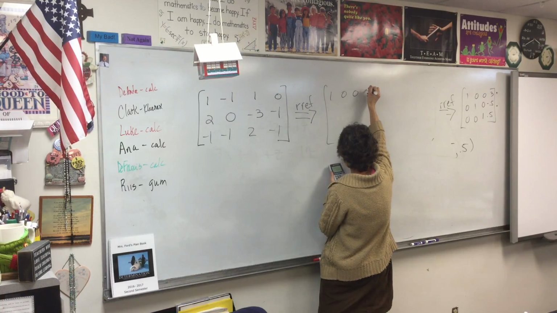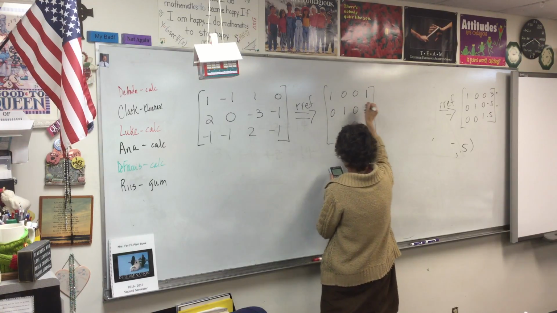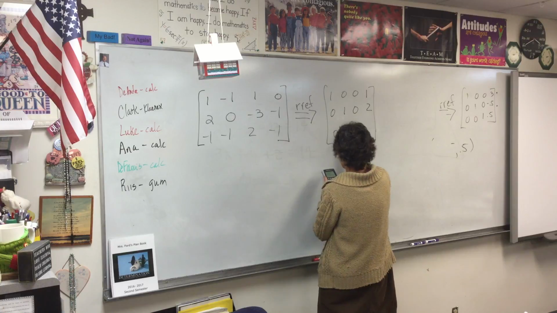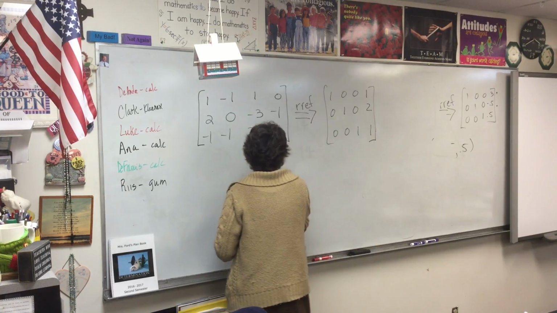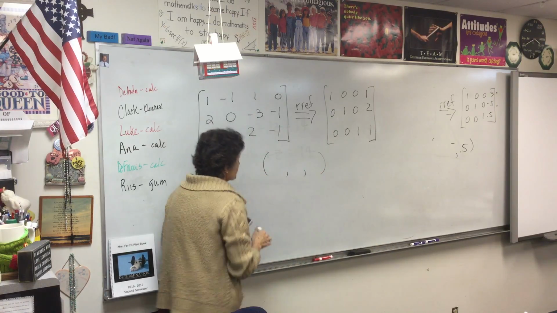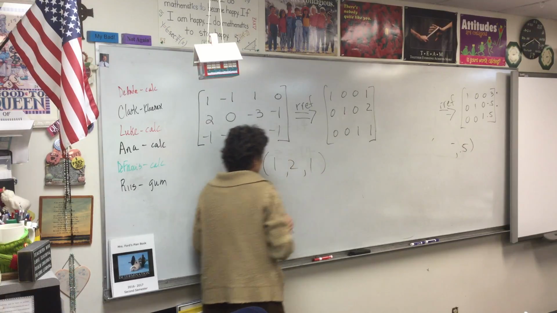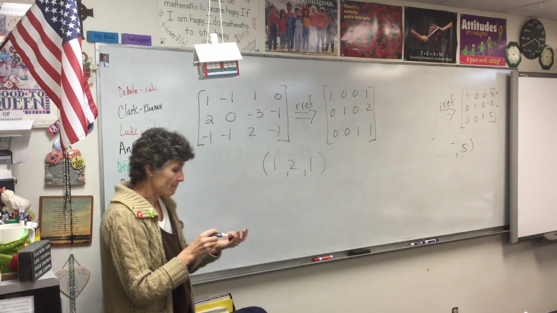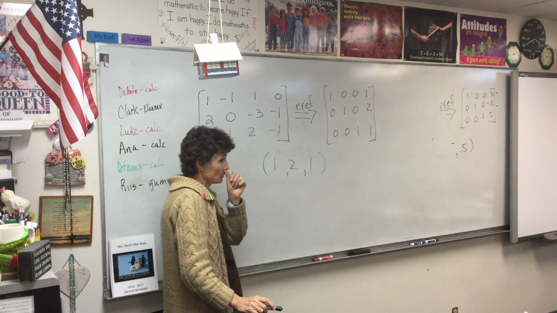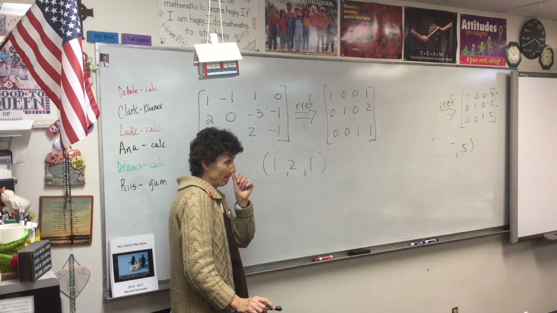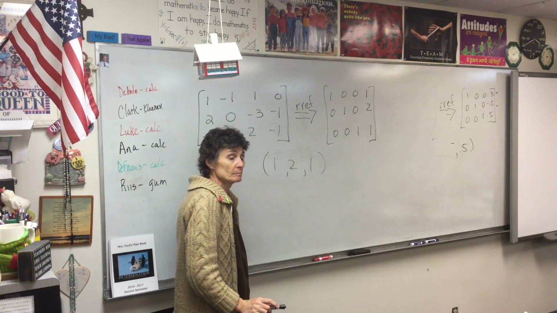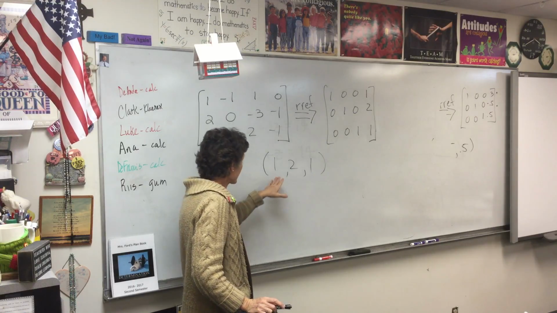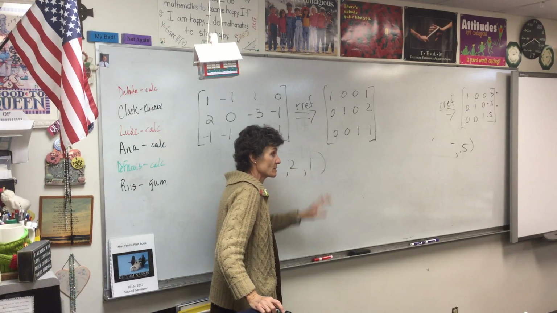You to write down the matrix that came out. And then I want you to write down your answer. So I got 1, 2, 1 as my answer. Anybody not getting 1, 2, 1? That's X is 1, Y is 2, Z is 1.